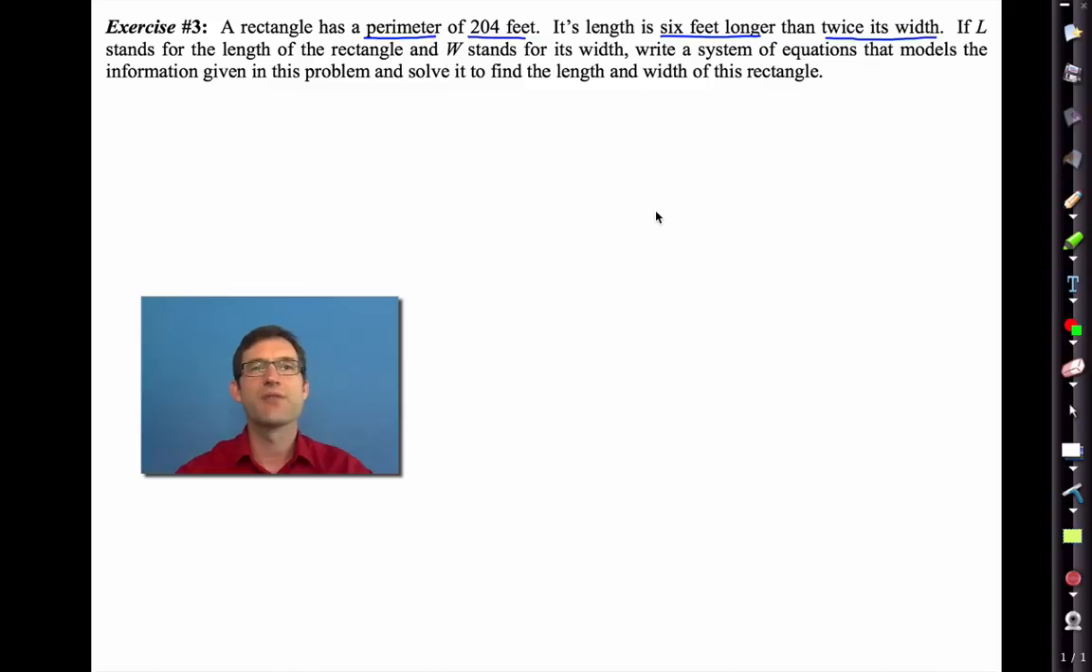If L stands for the length of the rectangle and W stands for the width, write a system of equations that models the information given in this problem and solve it to find the length and the width of this rectangle. All right. Well, again, I'd like to turn you loose right now. Pause the video, spend some time, try to model the problem, and then solve the system.